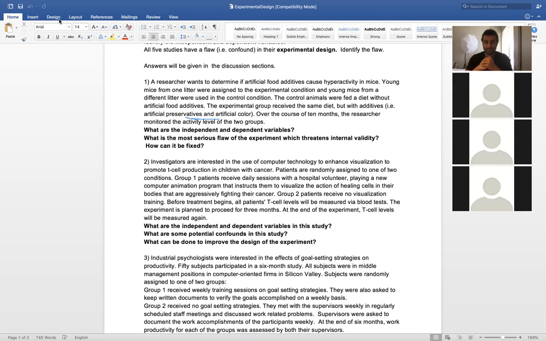A good experiment is one where there is random assignment. In this specific research proposal, the problem is that there's no random assignment for the different mice. So that's one of the flaws. Okay.